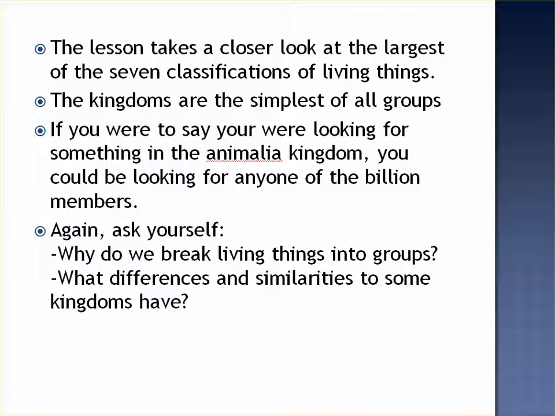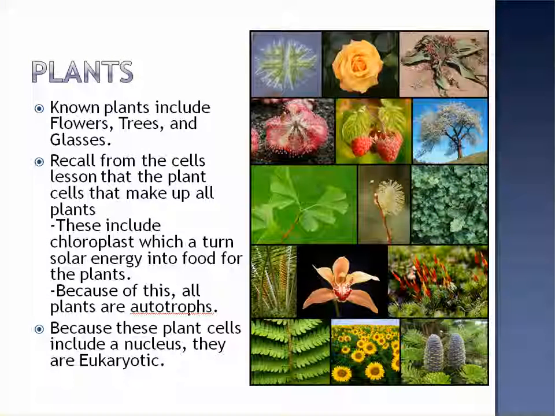We're going to start off with the plant kingdom. Plants are known to include things such as flowers, trees, and grass. Recall from our cells lesson that plants, of course, are made up of plant cells. Plant cells have the chloroplast, which is able to turn solar energy into food for the plant. Because of all this, plants are considered autotrophs because they produce their own food. Also, because plant cells include a nucleus, they are called eukaryotic, meaning a cell with a nucleus, of course.